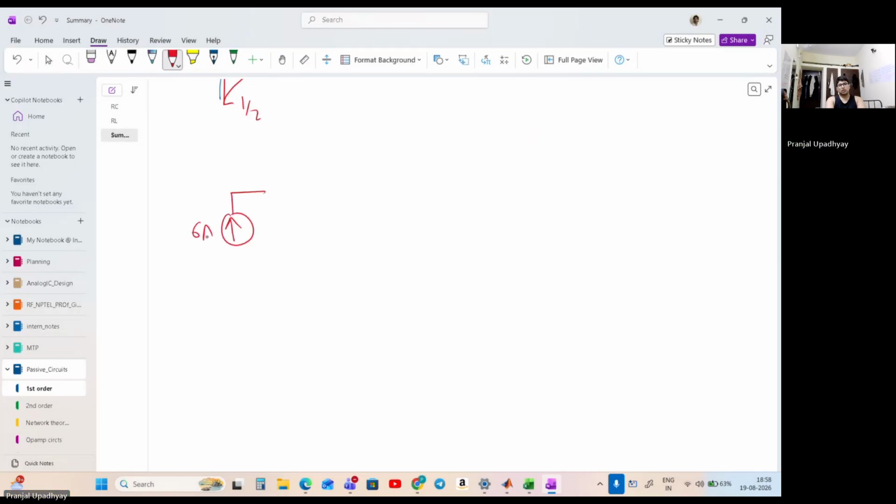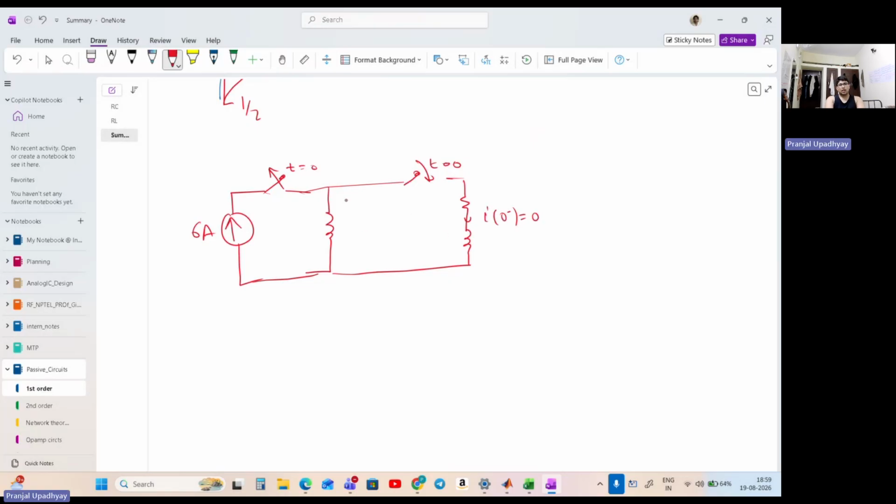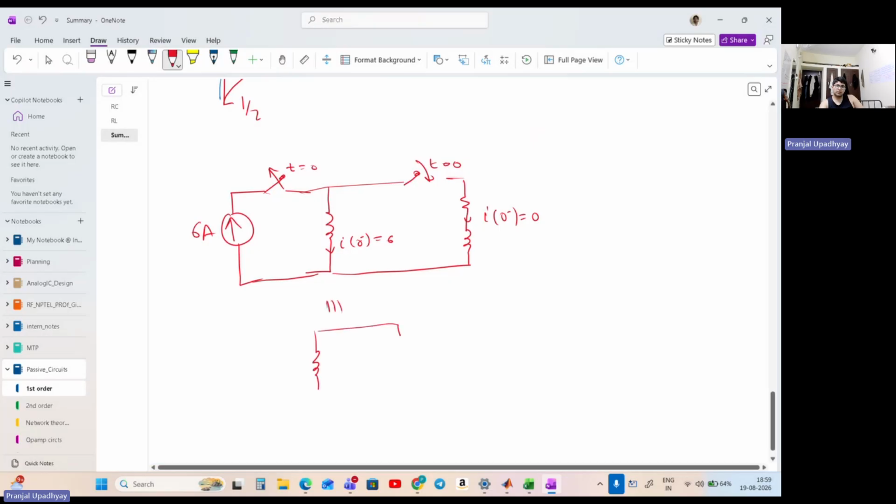We have a current source. I have a switch which I open at t equals 0 time, and I have an inductor connected across it. And this circuit is basically connected at t equals 0 time to an inductor resistor circuit, which initially was carrying 0 current, right? So here I of 0 minus is 0, and here we know that I of 0 minus is 6. So the question here is that after the switch is closed, the circuit will look something like this, right?